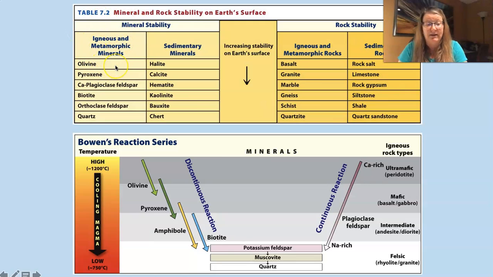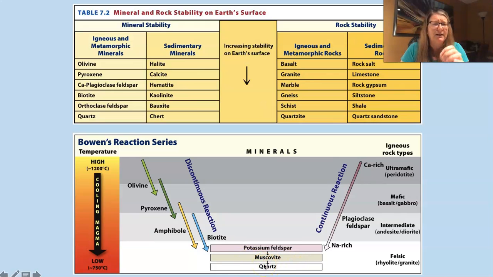And we've looked at igneous minerals. We haven't looked at metamorphic yet. Sedimentary minerals, igneous and metamorphic rocks, and sedimentary rocks. And we're just going to focus on this very first column of minerals that are common in igneous rocks. As we go down in the list, we have increased stability on Earth's surface. And that is because the closer we get to the bottom of this list, the closer we get to the bottom of Bowen's reaction series.